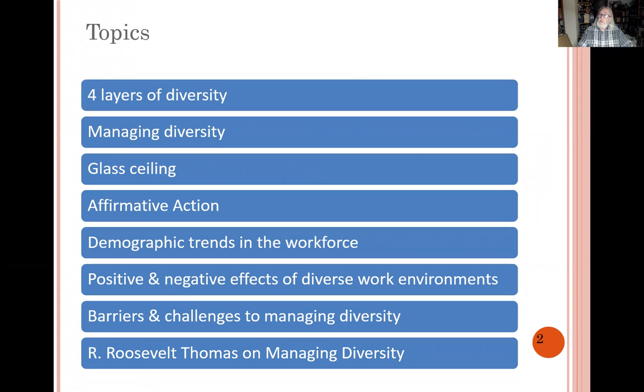A little bit of information on the barriers and challenges that you'll encounter when you try and manage diversity. And then we'll wrap it up by talking about R. Roosevelt Thomas and his ideas on how to manage diversity.